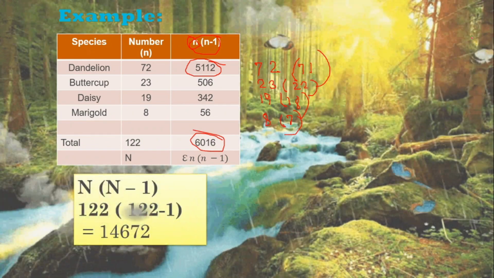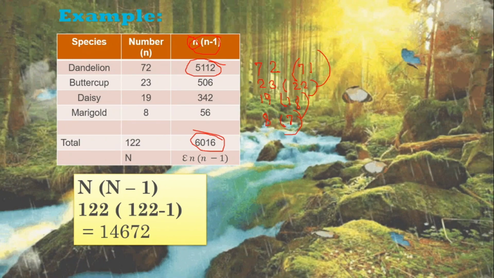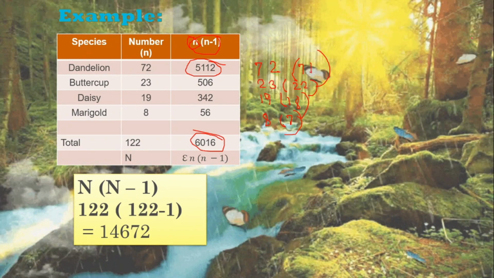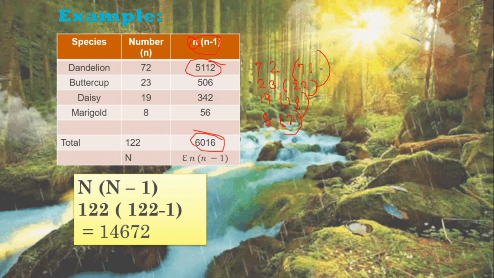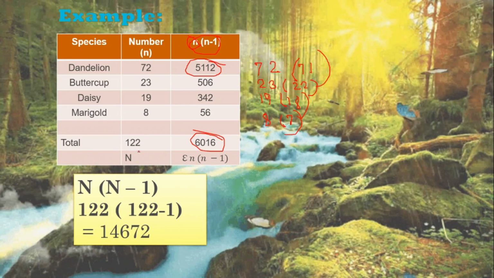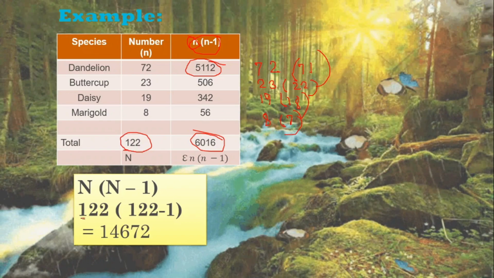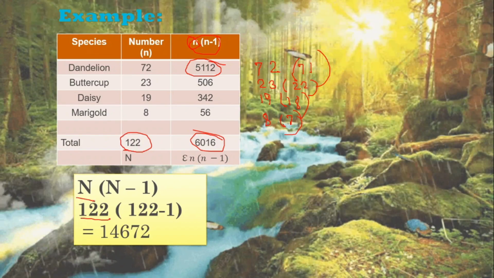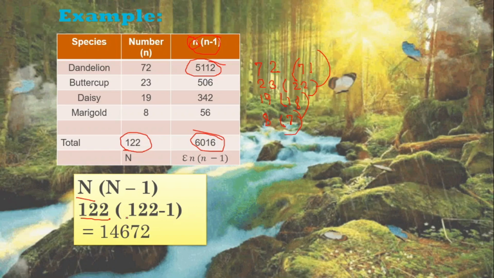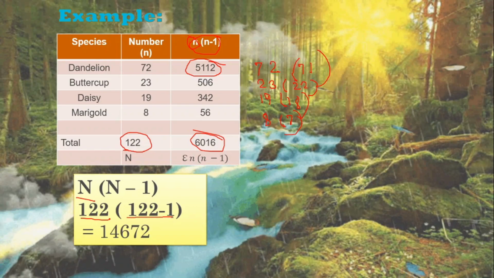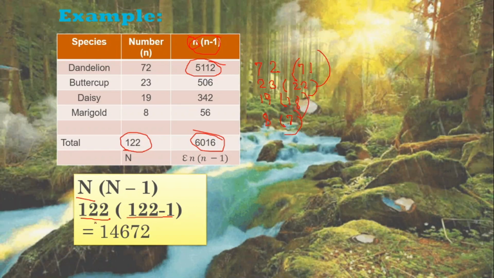Another number that you need to find is the capital N times capital N minus 1. So we have here the capital N, which is equivalent to 122. So 122 multiplied by N minus 1, which is 122 minus 1, is 14,762.